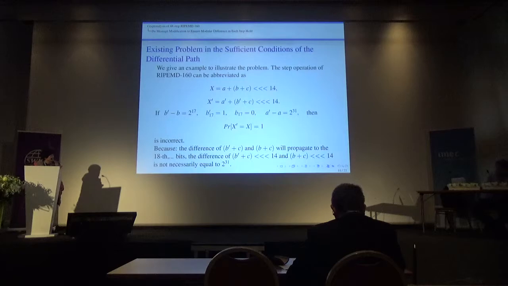The reason is as follows. When the difference of b prime and b propagates to the 18th bit, then the difference of the two values is not necessarily equal to 2^31.